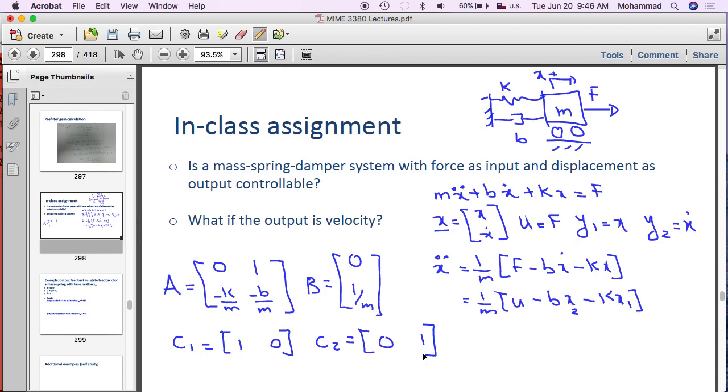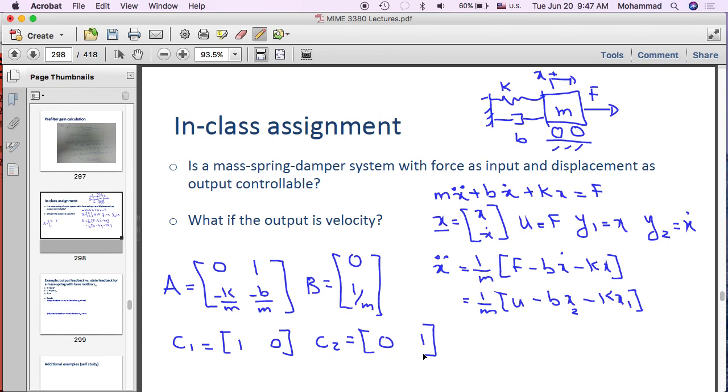So this is the system. Its differential equation we already know by setting up the free body diagram is going to be m x double dot plus b x dot plus k x is equal to force. The two state variables are displacement and velocity. The input is force. We are considering two different cases. One is the output position, so y1 is equal to x, and the second case is where output is equal to velocity, so y2 is x dot.